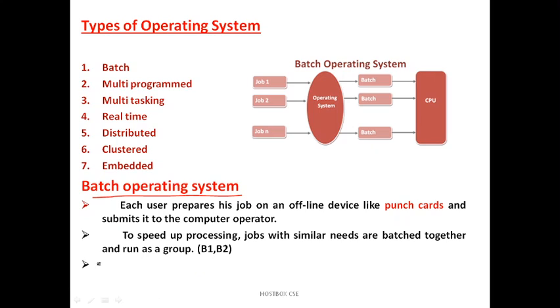In this operating system, each user prepares his job on an offline device like punch cards. The important keyword is punch cards, and submits it to the computer operator. To speed up the process, jobs with similar needs are batched together and run as a group. So this is a diagram where the batch system has jobs, like jobs 1, 2, 3, 4, the OS will be there, and the batch will be connected with the CPU here.